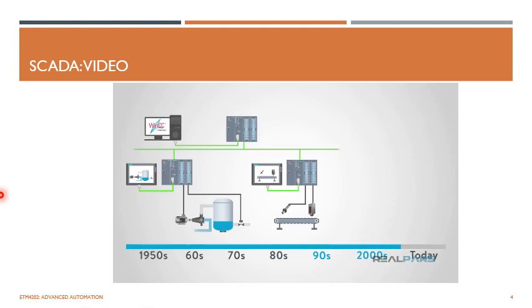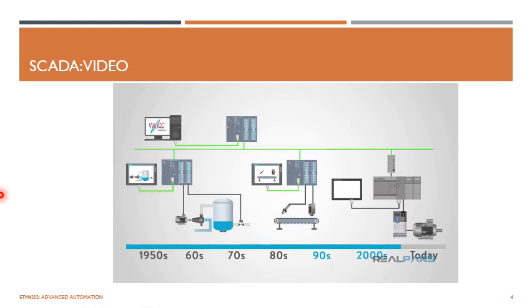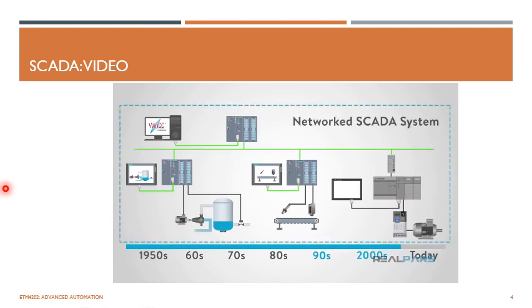Later, in the 90s and 2000s, SCADA began to implement open system architectures, with communication protocols that were not vendor-specific. As you can imagine, this opened up SCADA's ability to connect with varying vendors. This newer, more improved SCADA was then called a networked SCADA system.